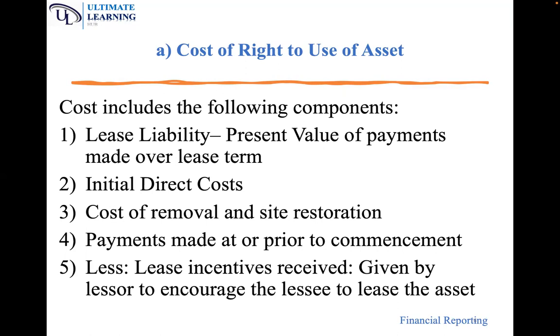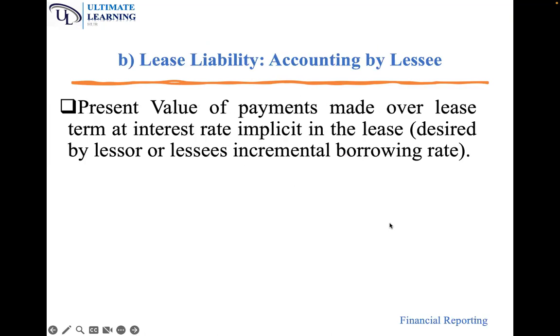Number two, the second component is initial direct costs. Number three, the third component is cost of removal and site restoration. Number four, payments made at or prior to commencement. And number five, if there are any incentives you receive, you less those incentives.